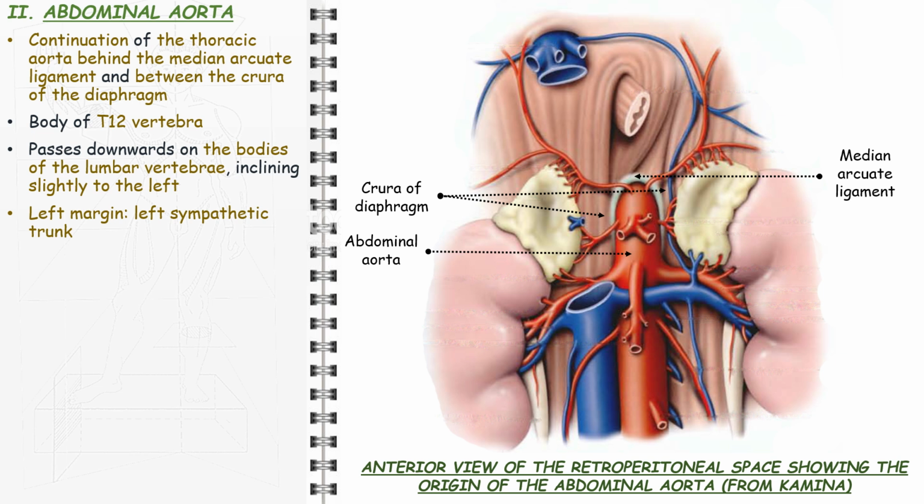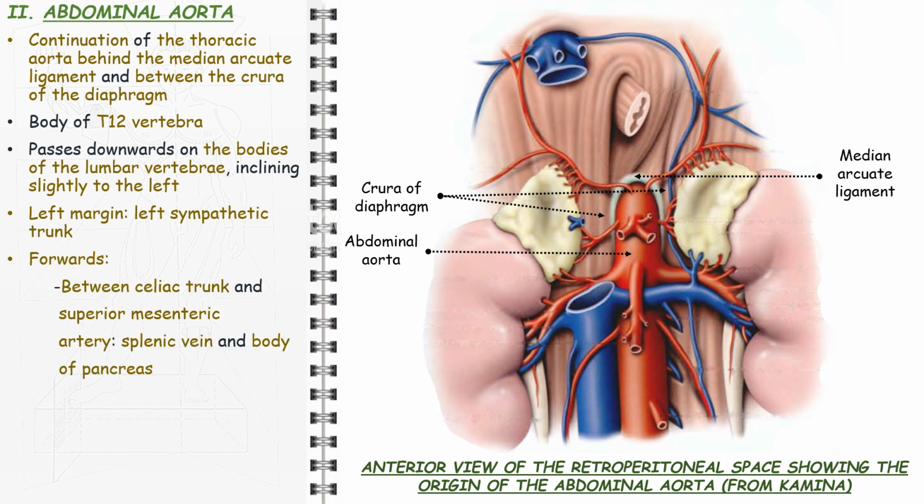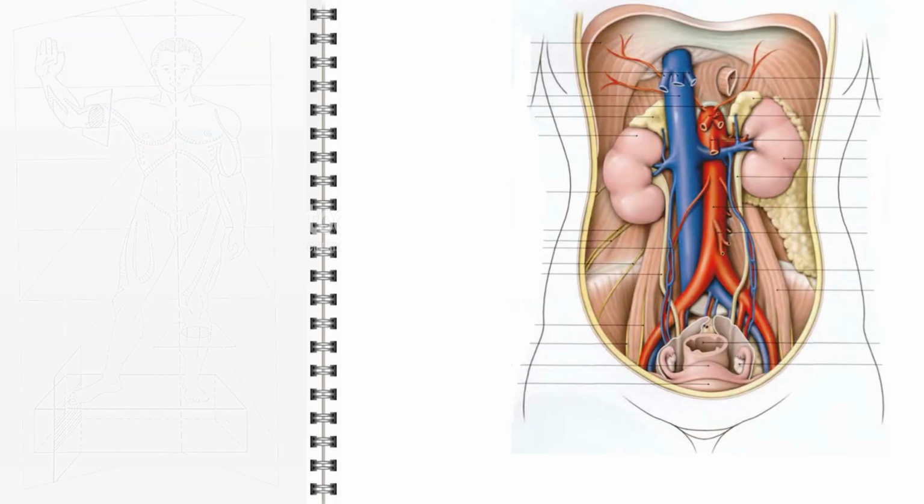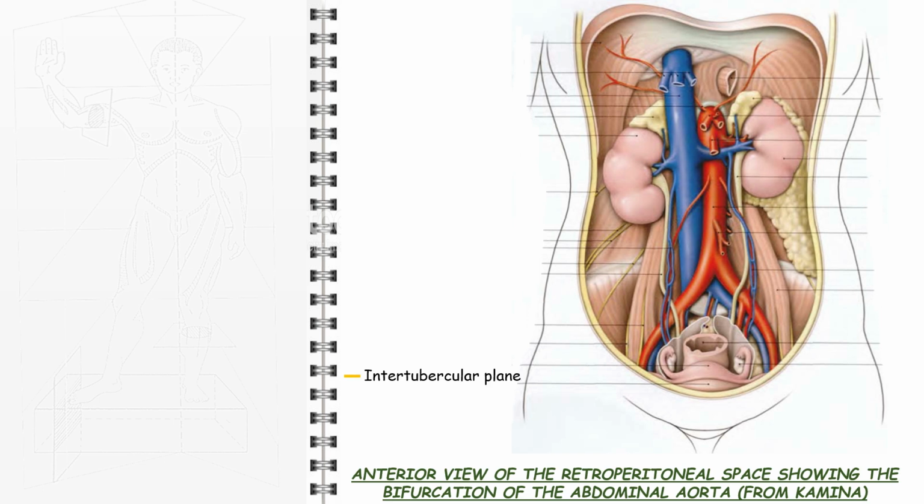Between the origins of the celiac trunk and the superior mesenteric artery, the aorta is crossed by the splenic vein and the body of the pancreas. Between the superior and inferior mesenteric origins lie the left renal vein, the uncinate process of the pancreas, and the third part of the duodenum. Below the duodenum, the aorta is covered by the parietal peritoneum of the floor of the left infracolic compartment.